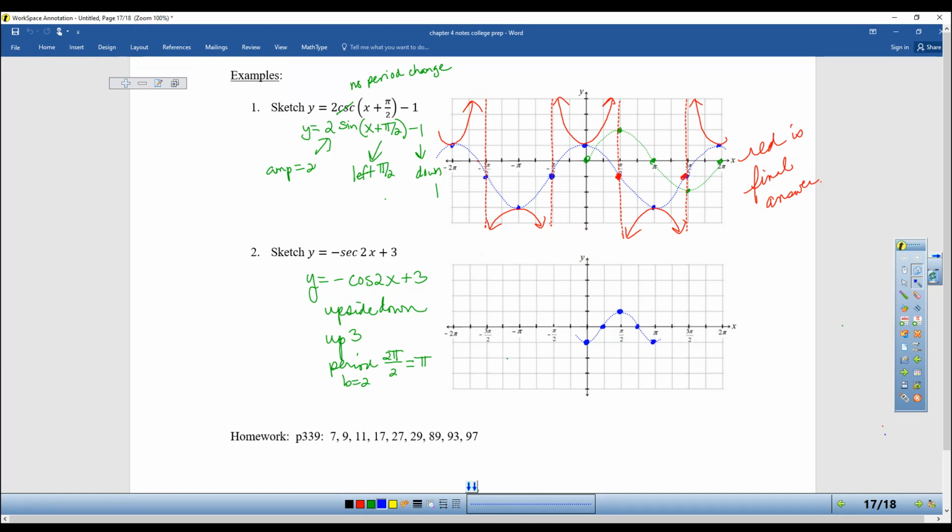But I want to move that up 3. So I'm going to go ahead and move that up 3. So 1, 2, 3, 1, 2, 3, 1, 2, 3. And now, because this is the one that I'm going to use, I'm actually going to go ahead and make it all the way across. I'm going to connect it with a dotted line. This is the graph of y is equal to negative cosine 2x, it's going twice as fast, and then up 3.